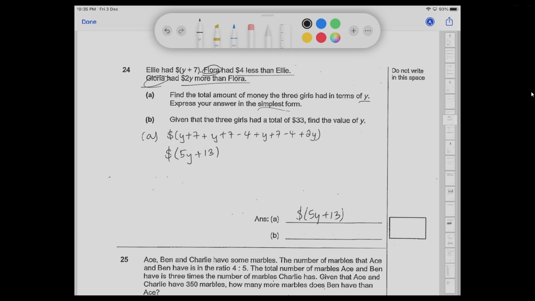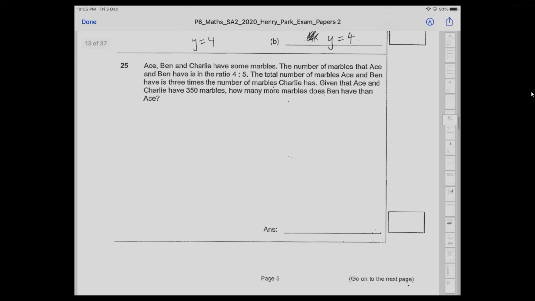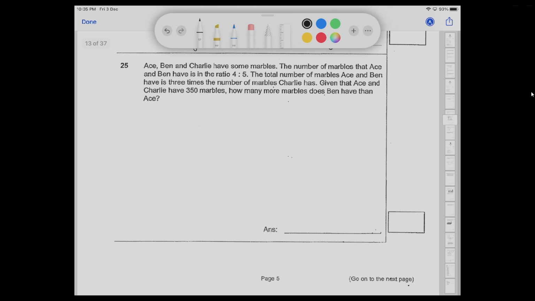Given that the three girls had a total of $33, find the value of y. It's just a matter of equating. You can just solve. y equals 4. Or if you think that's how you write it, yep. Let's go to the next question.